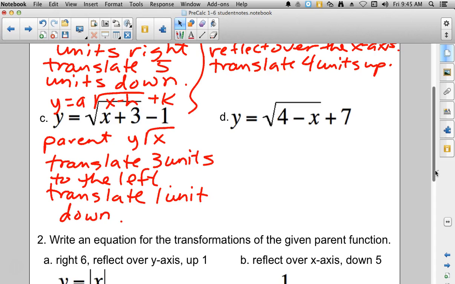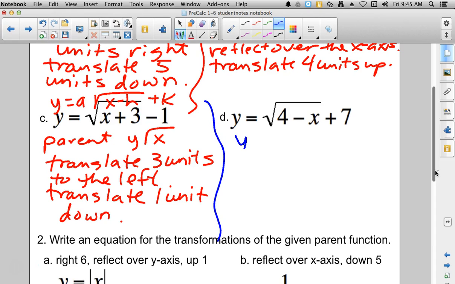So what we'll do is this. We'll say, you know what? That x has to be first, and it has to be positive. So I'm going to have to pull a negative 1 out of this. Like so.